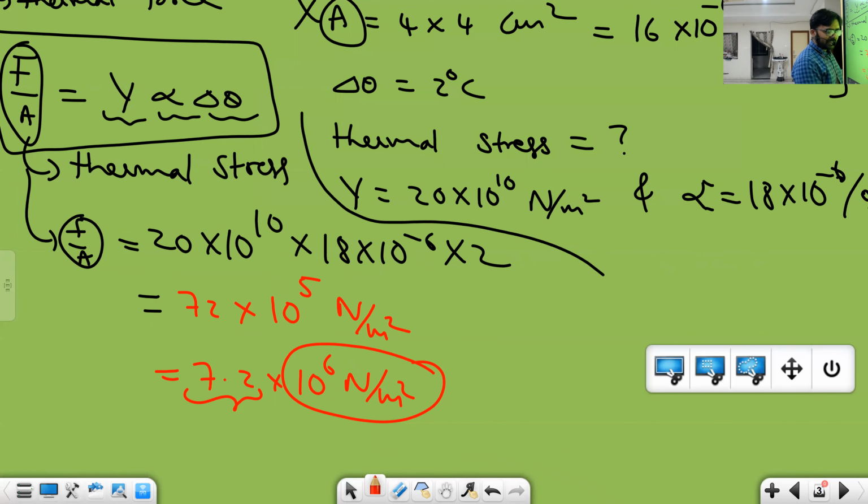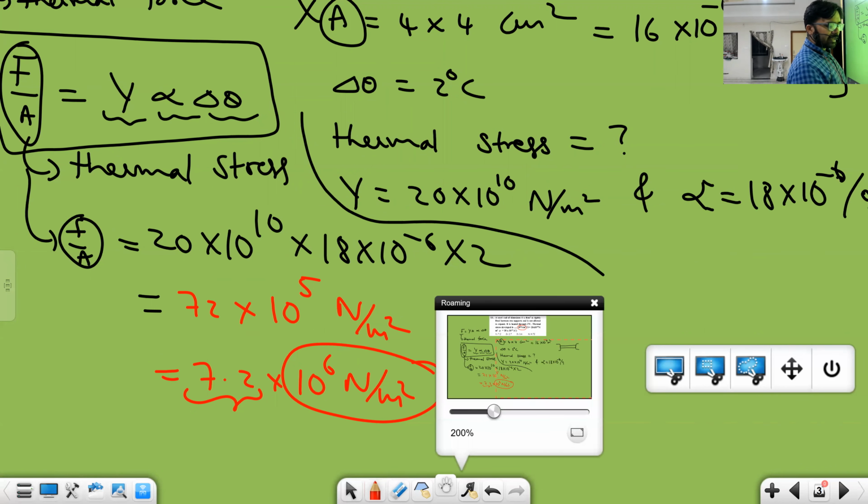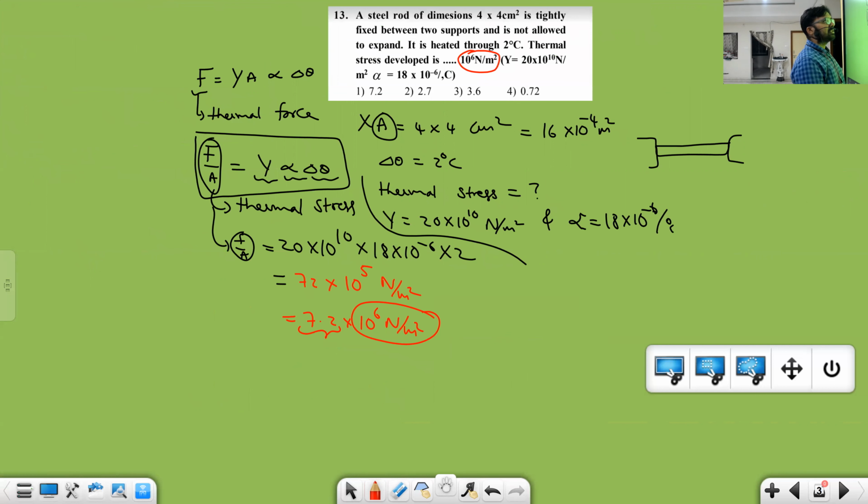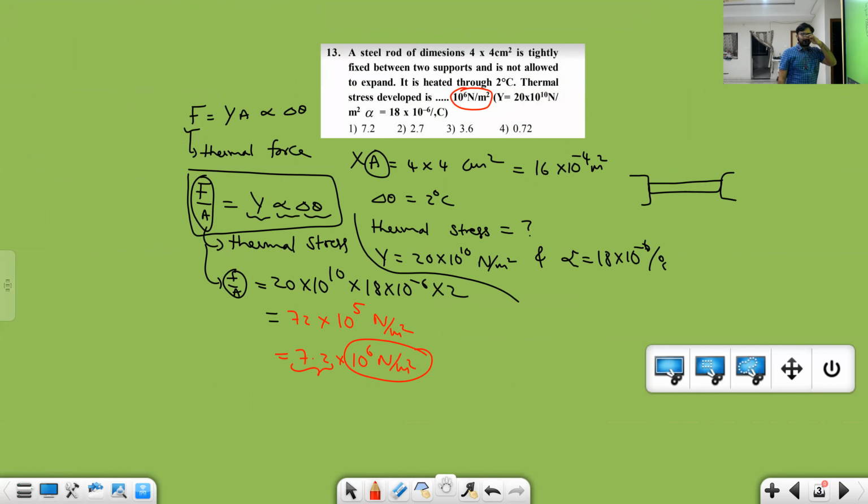No doubt. The problem is here. What are you telling, sir? 72 into 10 power 5 is correct. Yes, 72 into 10 power 5 is correct, but according to the given information, we can't write it as 72, so I have taken it as 7.2. Is it clear for all the kids in the class? Yes, sir. These types of problems have good importance in these exams.